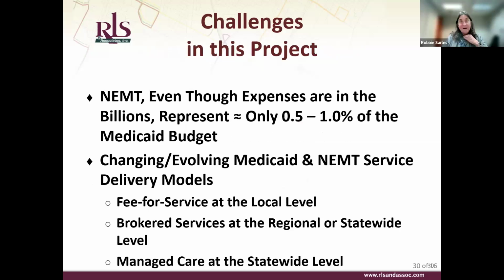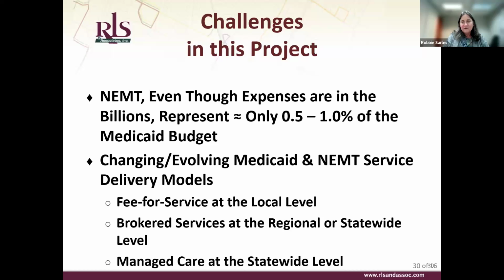Okay. We've had some problems, however, in doing this, in that even though we've got CMS at the table, quite honestly, NEMT only amounts to less than 1% of the total Medicaid budget. So we're still continuing to fight a little bit with being a priority.